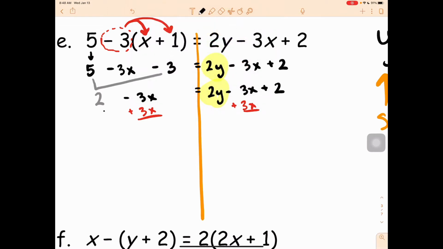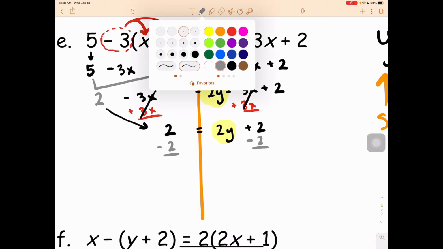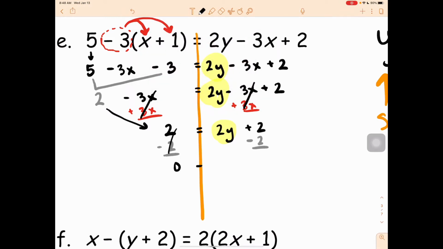So now I still have the 2 here. These cancel out, and this equals 2y. These also cancel out, plus 2. Okay, I'm going to go ahead and move this 2 over here. So we have 2 equals 2y plus 2. My 2y is still on the right-hand side, and we need to move this 2 away from it. So now we end up with 0 equals 2y plus 0. So we don't need to write that.